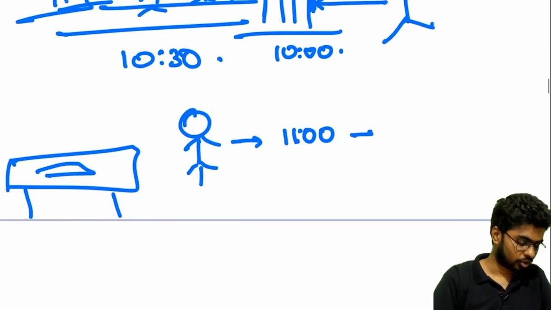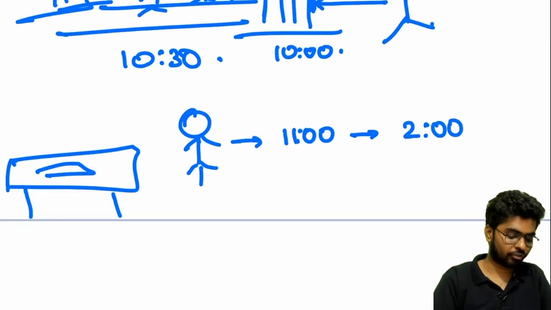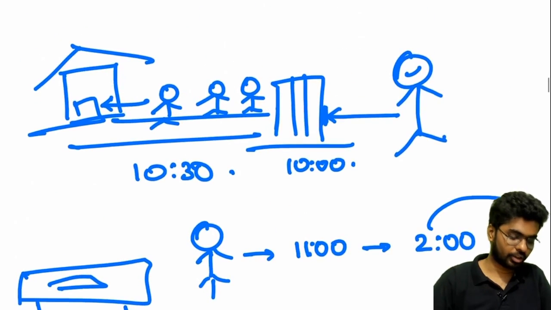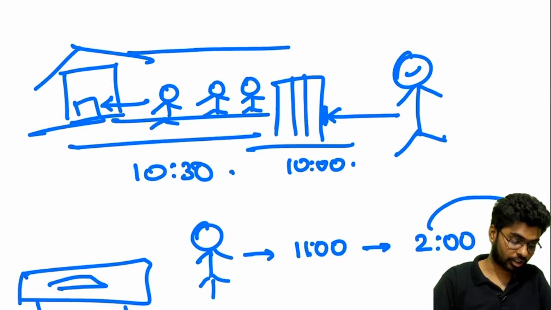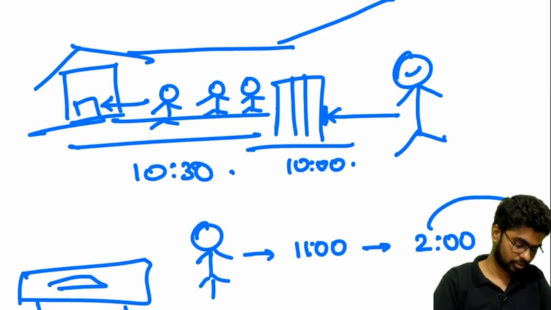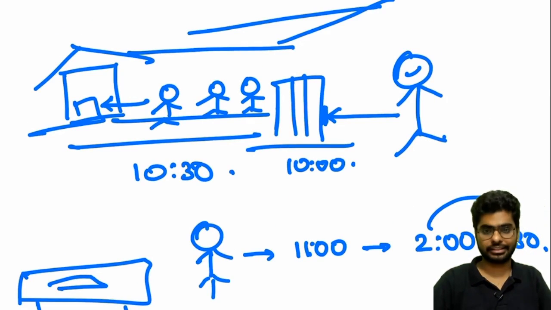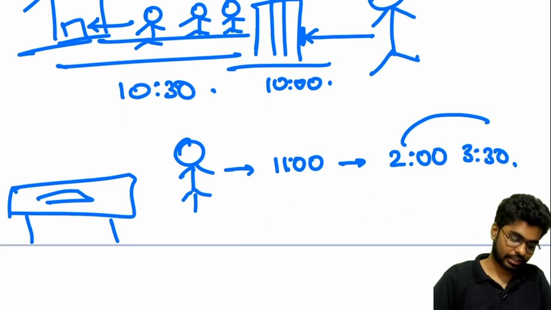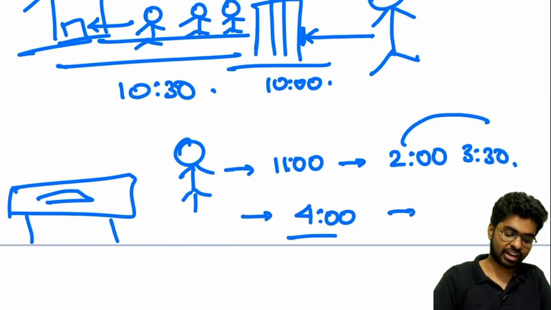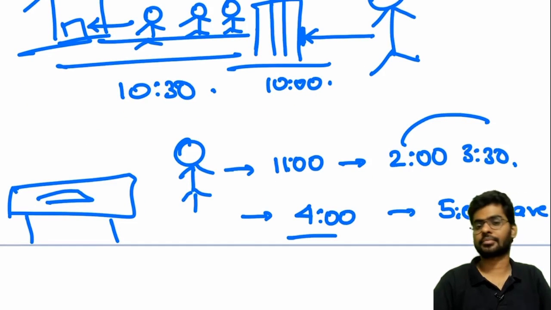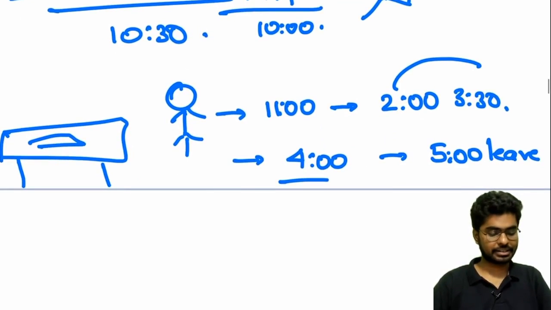Then at 2 o'clock he went for lunch. He did not bring lunch, so he had to walk all the way here. Had lunch, came back at 3:30. Then at 4 o'clock he had a coffee. At 5 o'clock he decided to leave. Did you understand?